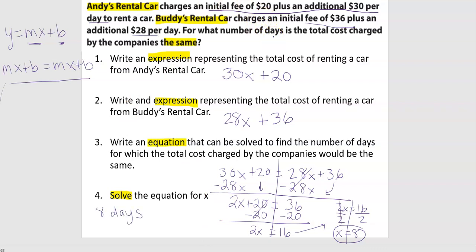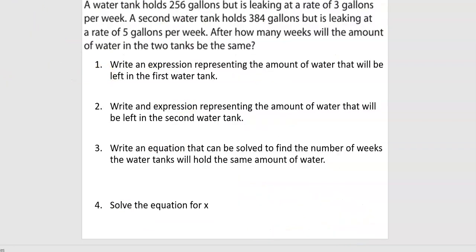If I rent a car for 8 days, both companies would charge the same price, so it doesn't really matter which one I use. All right, here we have another word problem and the same type of thing.